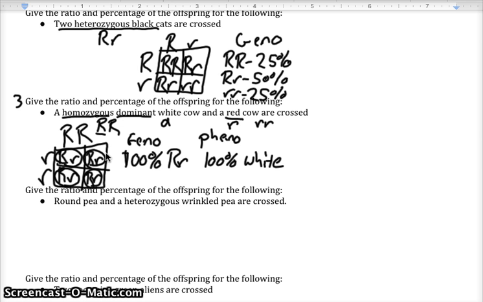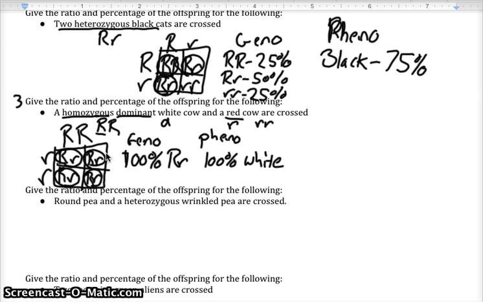Now for our phenotype. I always do the dominant first. So the dominant here is black, because black was heterozygous. So I'm going to circle all the ones that have a big R, and there's 3 of them. So 75%, 25 plus 25 plus 25 is 75% black. And I'm just going to assume the other color is white. And that is going to be 25%, because there's only one little r. And again, these two numbers should add up to 100.